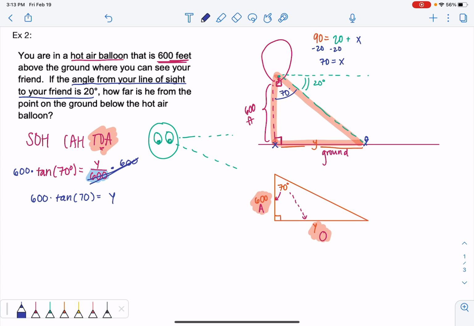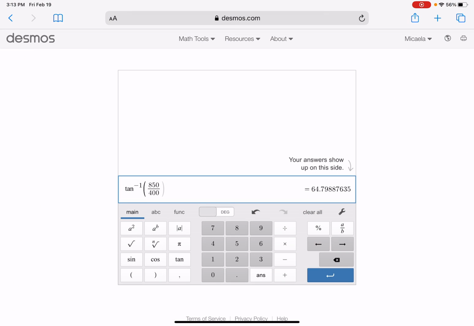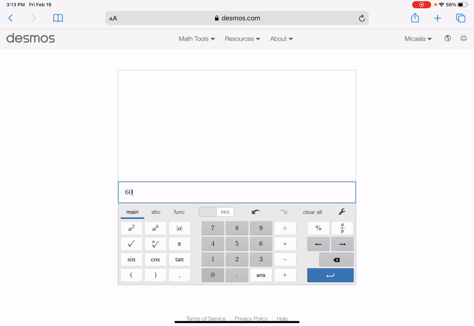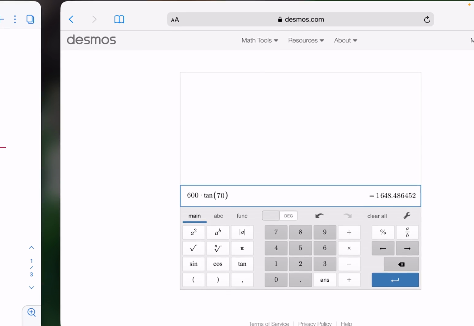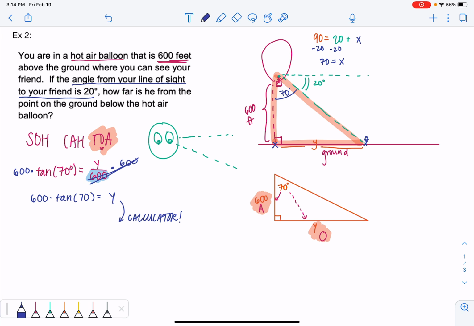That cancels on the right to just Y. And now we need to use our calculator because the variable is alone. So we'll go to Desmos, clear this, and we'll do 600 times tangent of 70. Did I have that right? Yep. 600 times tangent, so 1648.48. 1648.48 equals Y. So the friend is pretty far away.